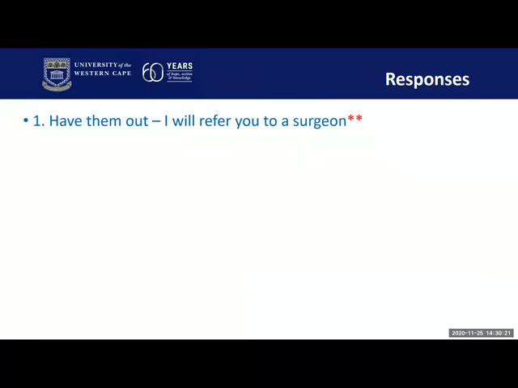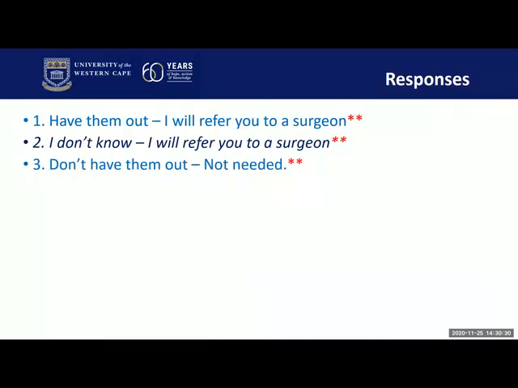Okay, so the approach here, or the response, could be: have them out, I will refer you to a max fac surgeon, or I don't know, I will refer you to a max fac surgeon.